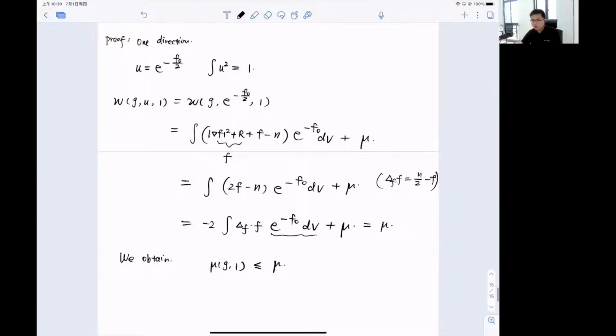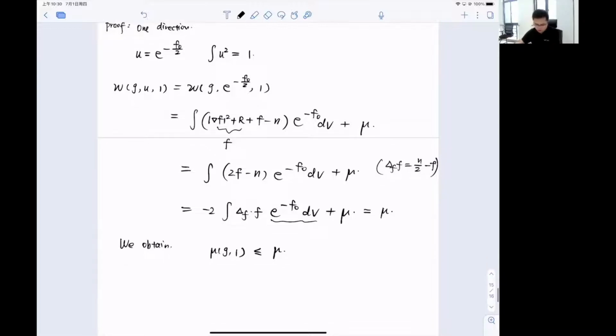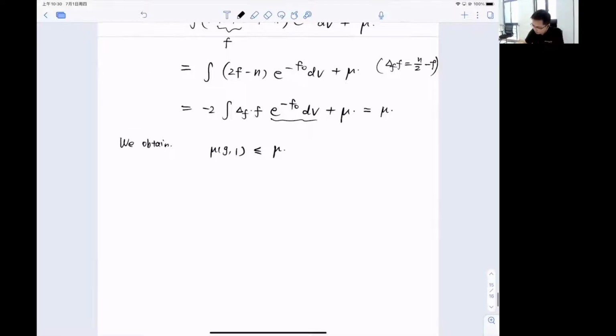Now we try to prove the other direction, that is, mu_G1 should be greater than or equal to mu as well. For this step, we need to use the Baker-Emery inequality. So, the other direction. Okay, now how can we use the Baker-Emery inequality?